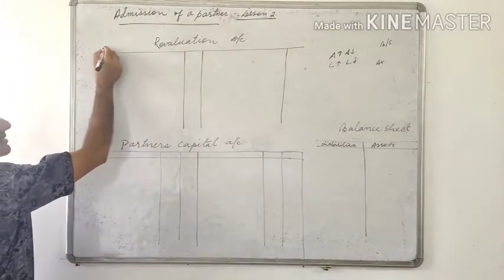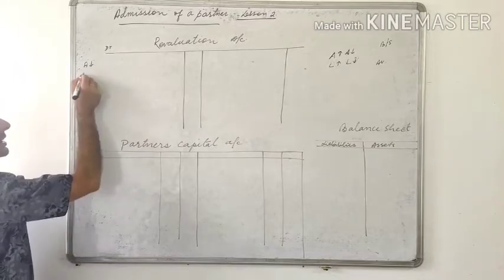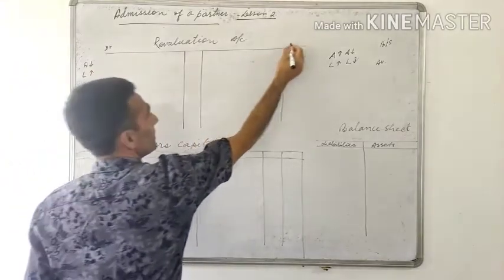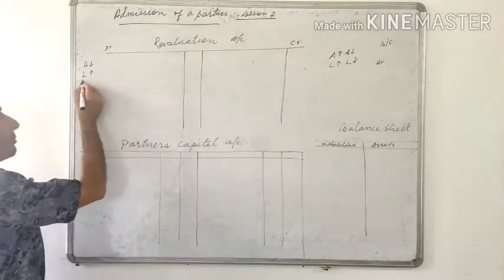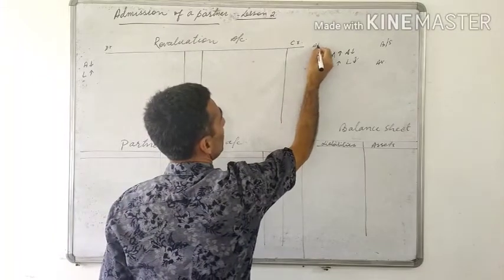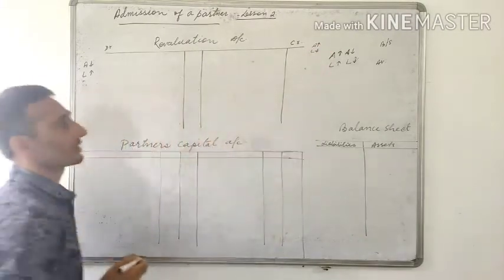So on the debit side we will write down the value of asset which is decreased and the value of liability increased. Here on the credit side we will write the opposite of this. So on the credit side we will have increase in asset and decrease in liability.